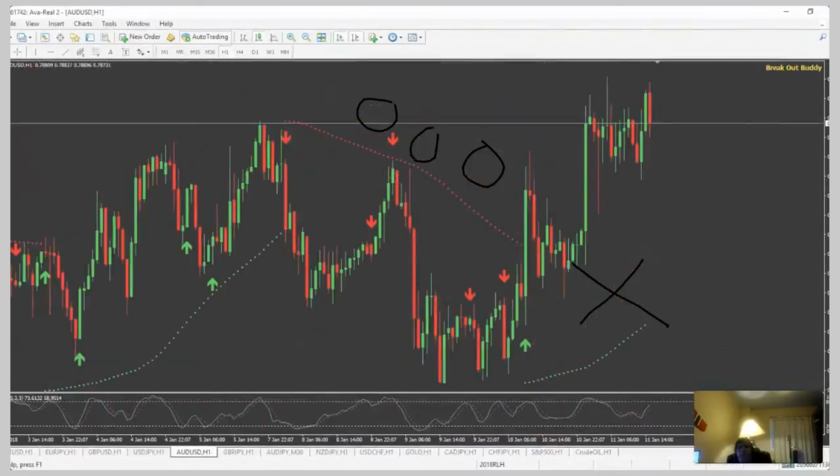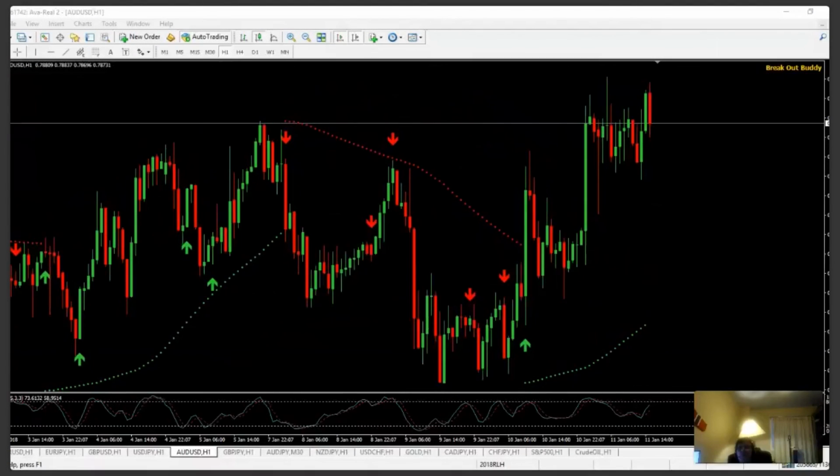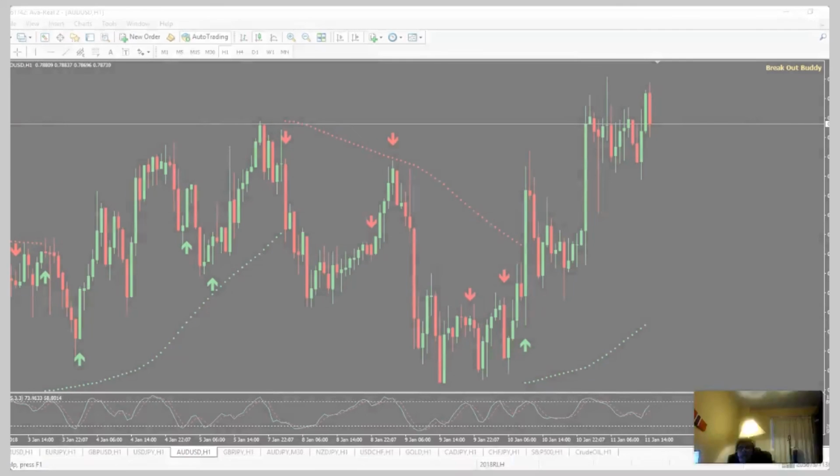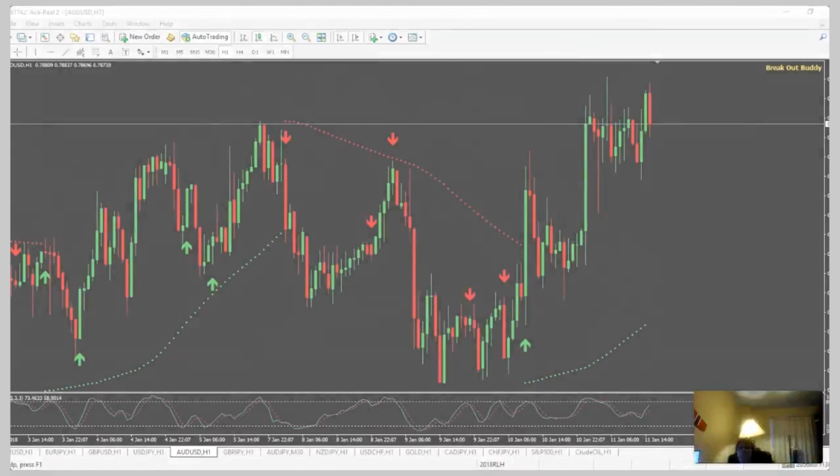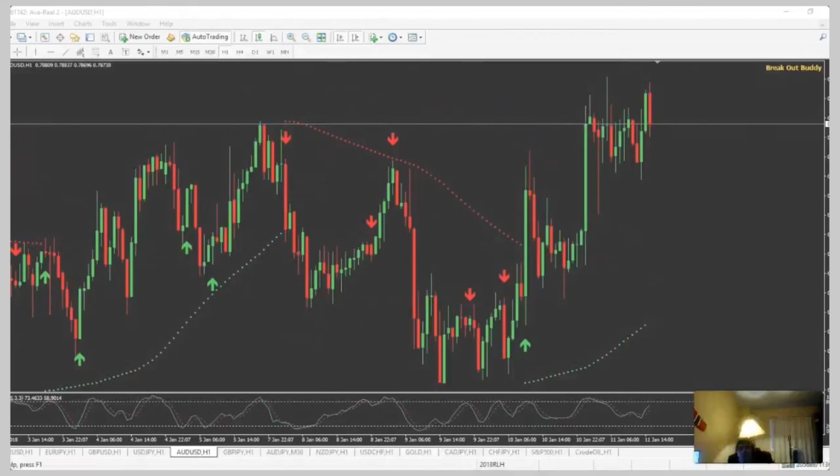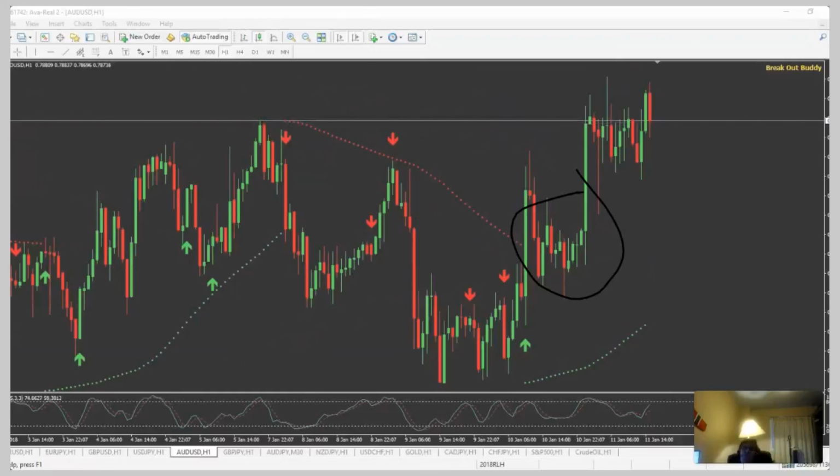Let's get rid of this. Aussie, US dollar. Aussie's on a run here. This was tradable. Had an entry. Right here. There was the first green arrow. Could have made an entry right here, long. This was the first leg up. Could have entered right in here.